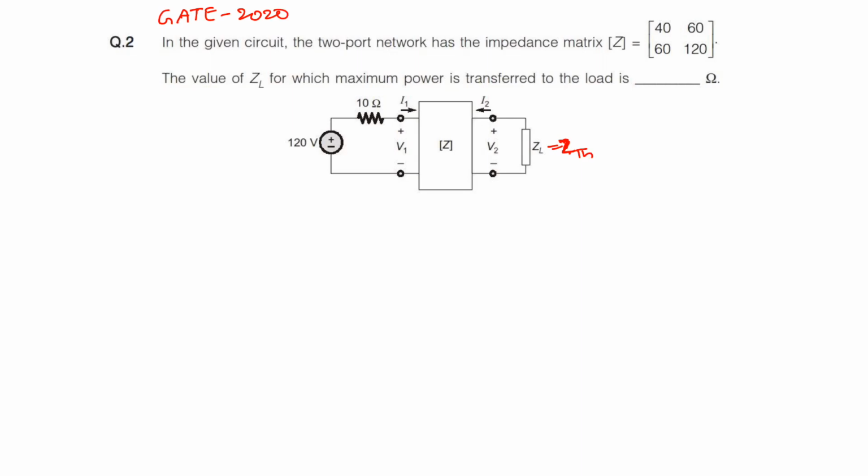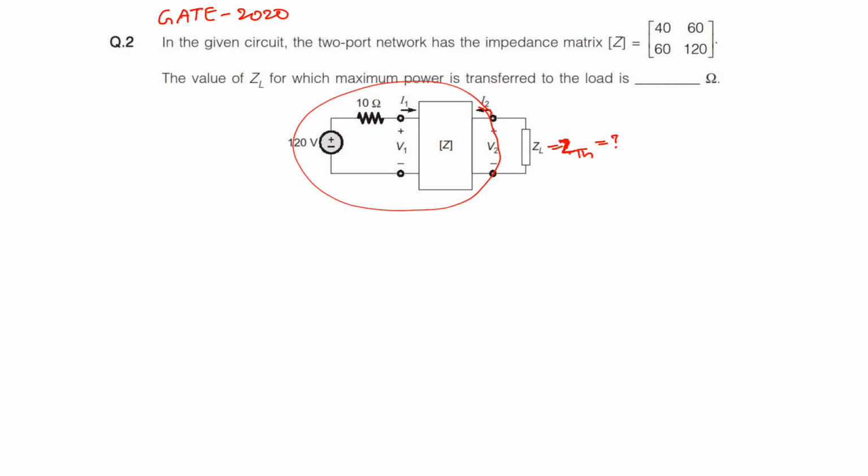So if the Thevenin's equivalent impedance of this circuit, Thevenin's impedance, is equal to ZL, then only maximum power is going to be transferred. So we are going to calculate ZTH. ZTH means Thevenin's equivalent impedance across the output terminals, that means port 2. So to calculate it, we must always apply some voltage across that port 2.